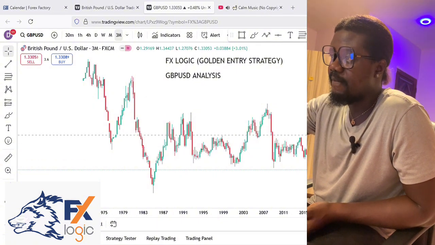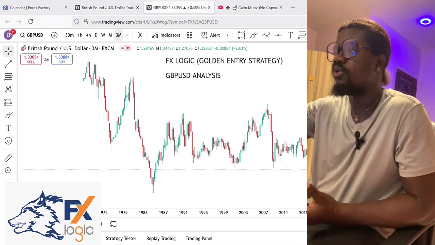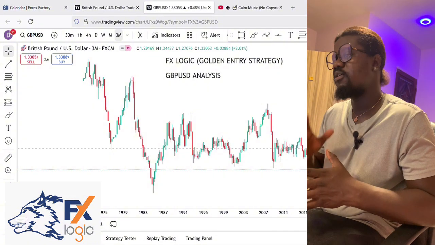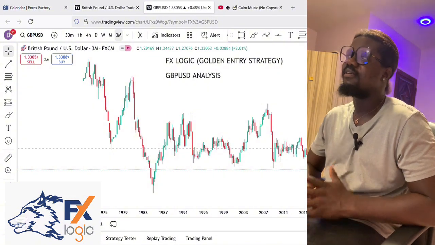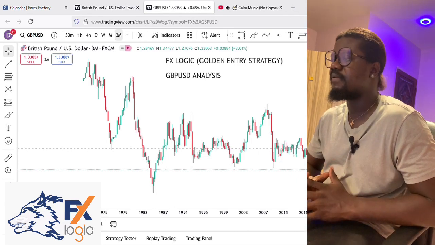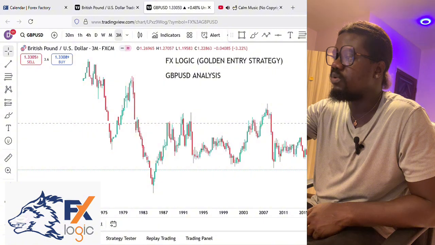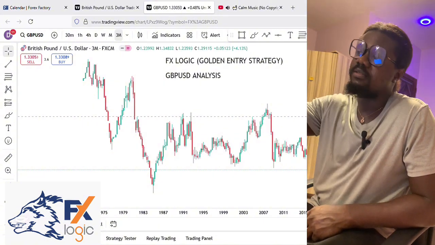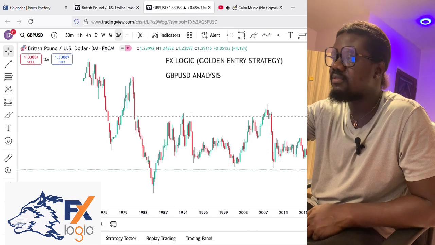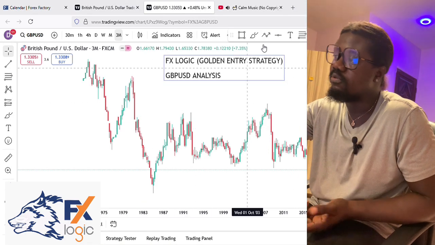GBPUSD. Okay, market structure. Understanding the market structure, knowing who is in charge, buyers or sellers. Once we can identify who is in charge, then the market is ours. We can always make those good trades and hit our targets, with very minimal losses.